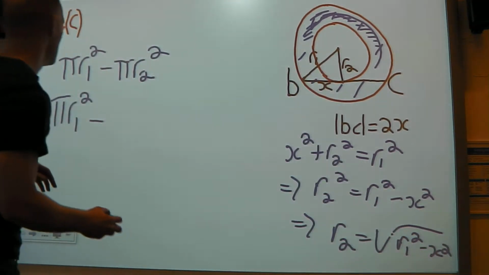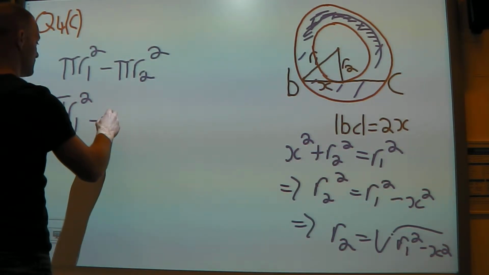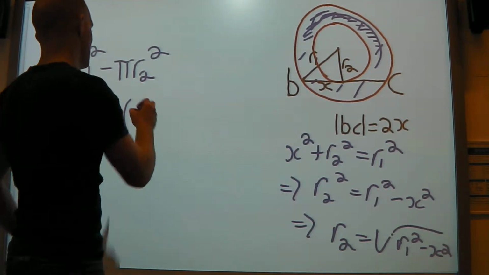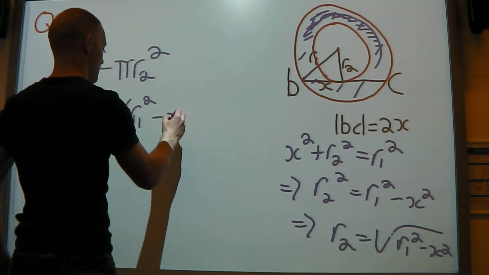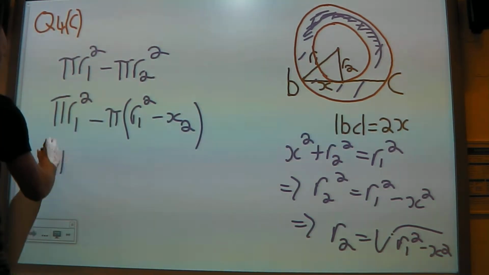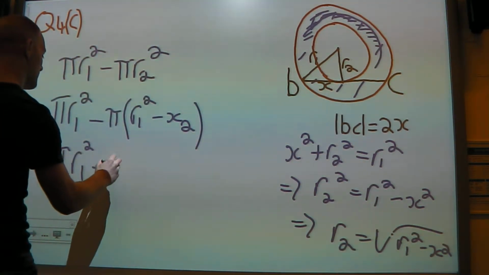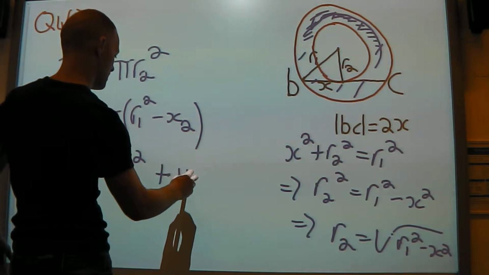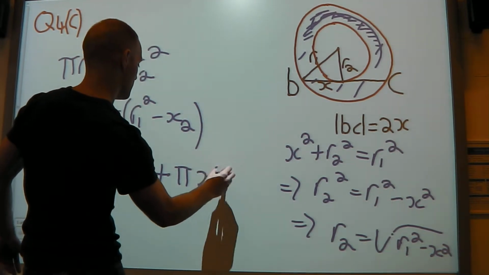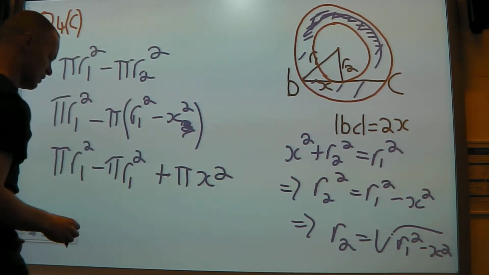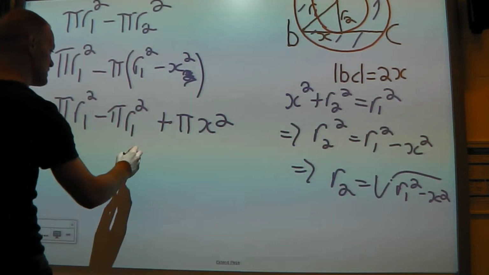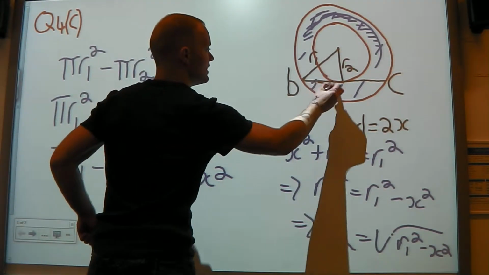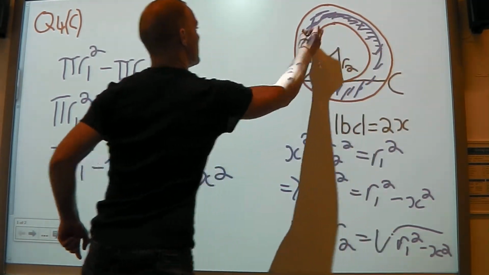So we just replace that here. So that's minus pi times R2 squared. So we just square this term here. So that's just R1 squared minus x squared. So we multiply that out. That gives us pi R1 squared minus pi R1 squared, convenient enough, plus pi x squared. So these cancel out. So that just gives us pi x squared. So the area of this shaded region, the whole way around, is pi x squared.